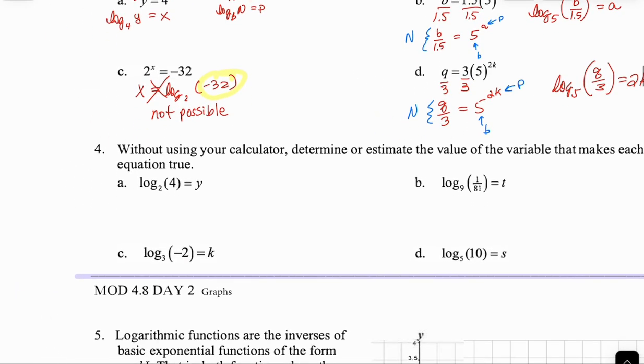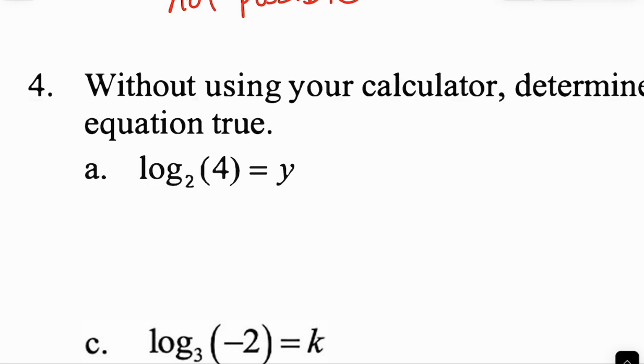Okay, so let's think about what we know for 4a. It says, without using your calculator, try to determine the answer. Now let's think. What power do I put on a 2 to get a 4? That's my answer. The answer to a logarithm is the power used to get this number. So what power would I put on a 2 to get 4? Well, 4 is 2 squared, so y has to equal 2.